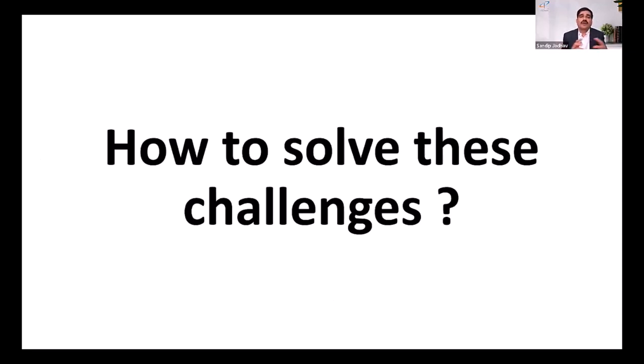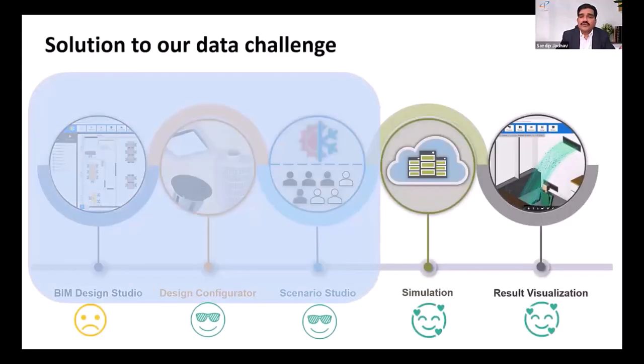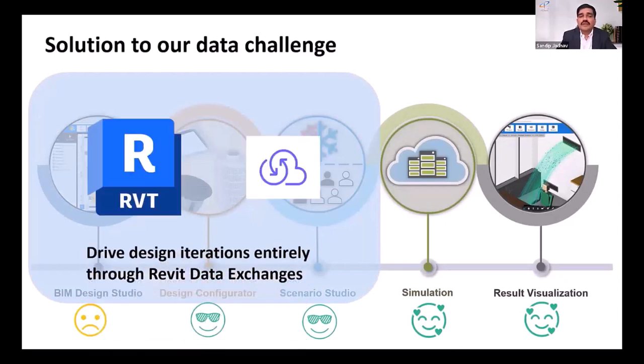And then we said, how do we solve these challenges? And we also knew that if we just build a file-based workflow, again, the user would need to spend so much time to correct that or map all this data. So what we decided for the first three components, we will drive it completely through Revit. We will drive it through data exchanges. There is no file. You just click a button, the data comes into Simulation Hub, and then you can just leverage Simulation Hub to do the things that you love, that is the thermal comfort calculation, indoor air quality, all of this.